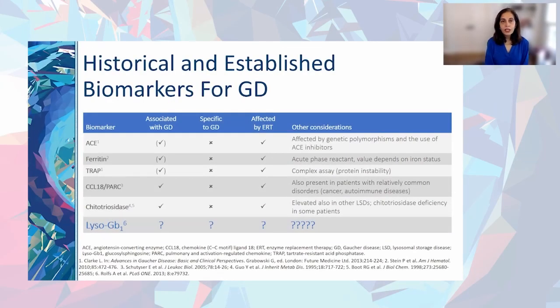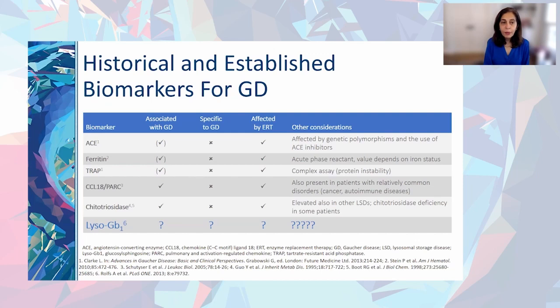So let's now talk about the historic and established biomarkers for Gaucher disease. There have been different biomarkers that have been used. Angiotensin converting enzyme, or ACE, is associated with Gaucher disease. There is a disease response which you see when treated with enzyme therapy or substrate reduction therapy. However, one has to consider that it's affected by genetic polymorphisms and also the use of ACE inhibitors. Another biomarker, ferritin, again associated with Gaucher disease, not specific, affected by treatment, but it is an acute phase reactant and its value depends also on iron status.